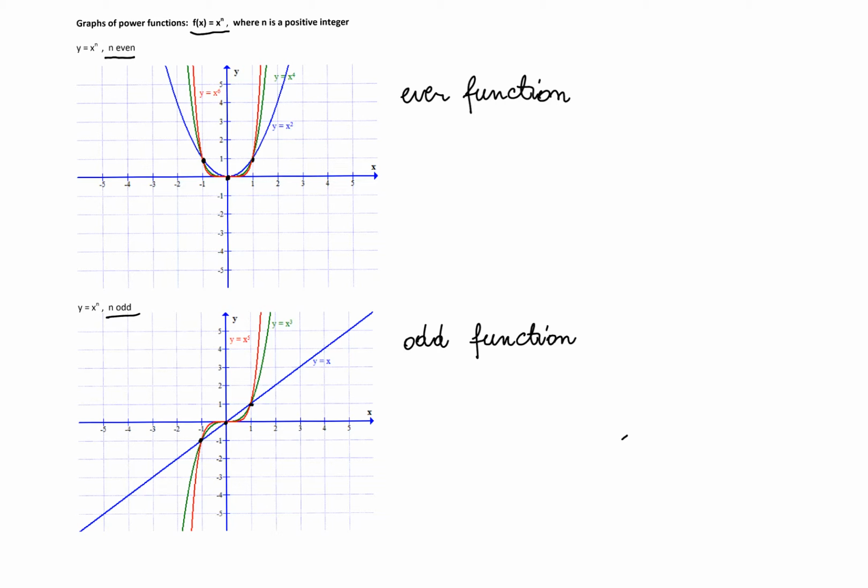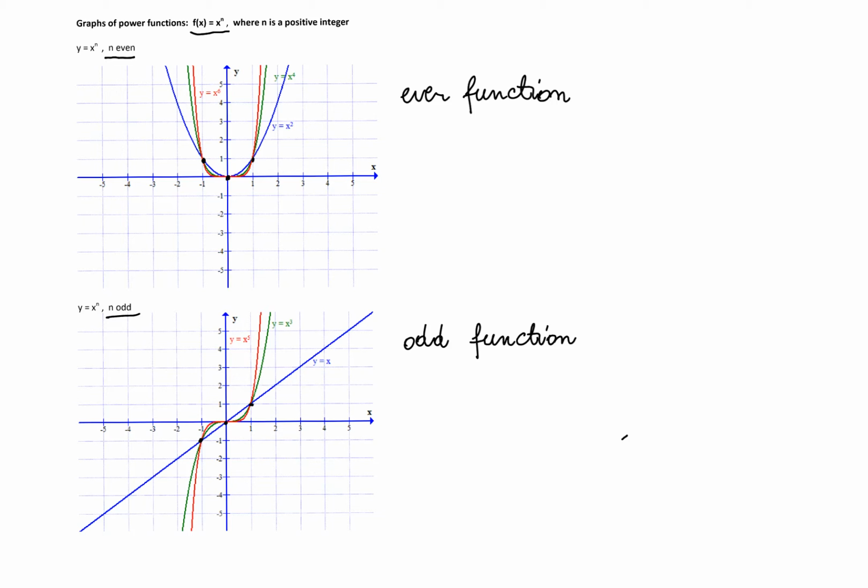If you look at the graphs of these functions between 0 and 1, you can see that the graph of x to the 6th is below the graph of x to the 4th, and it's below the graph of x to the second power. The larger the exponent of x, the larger the value of n, the closer to the x-axis the graph is going to be on the interval 0 to 1.